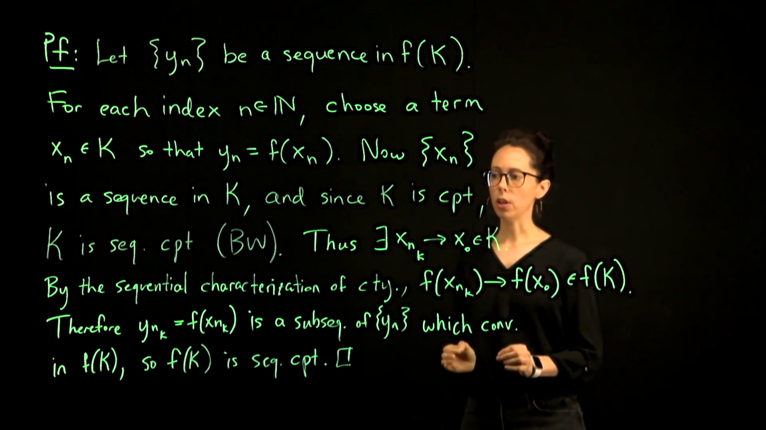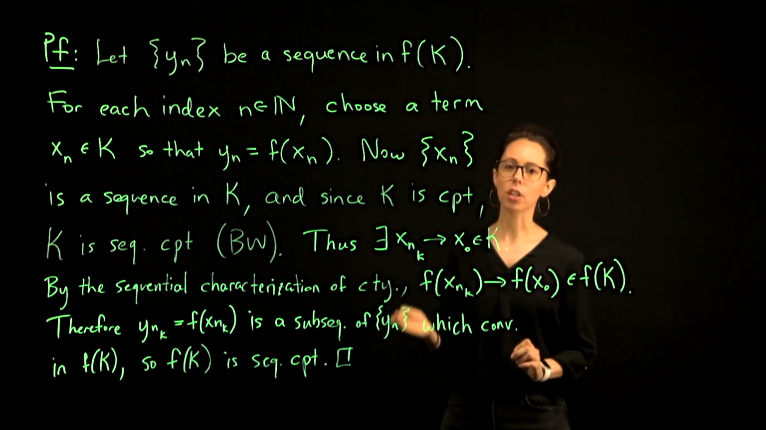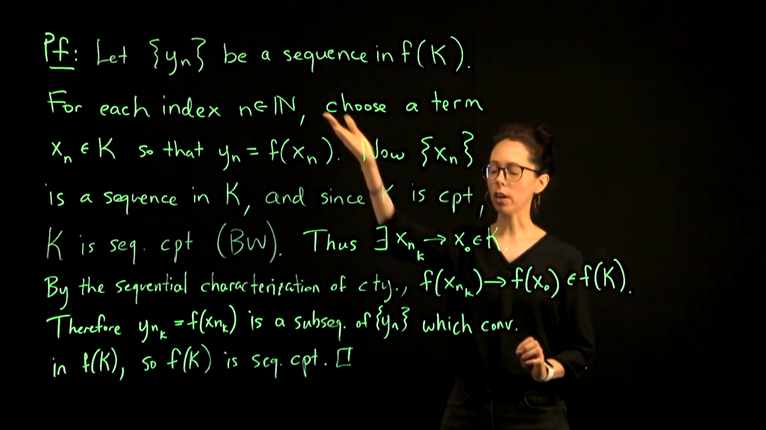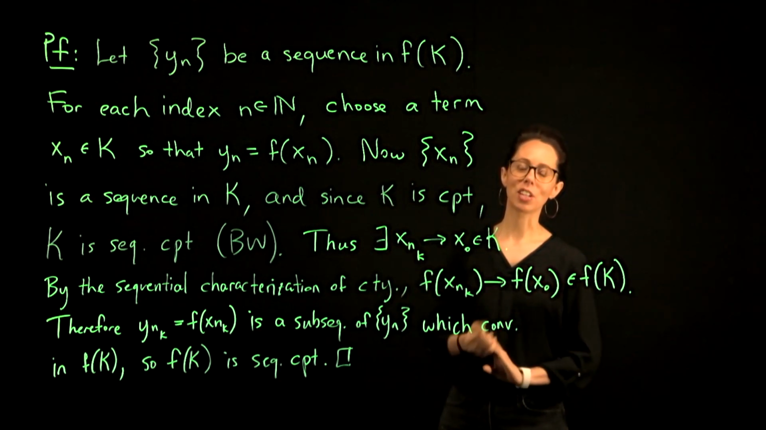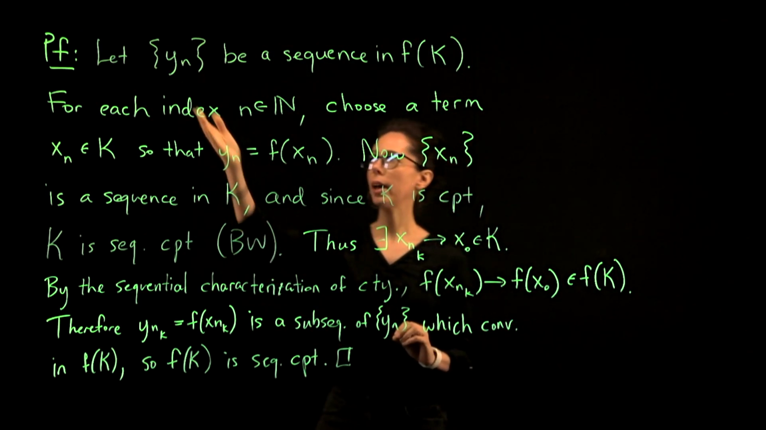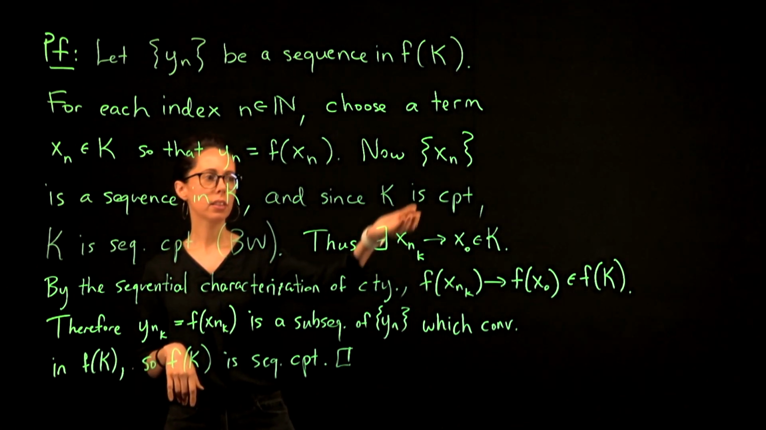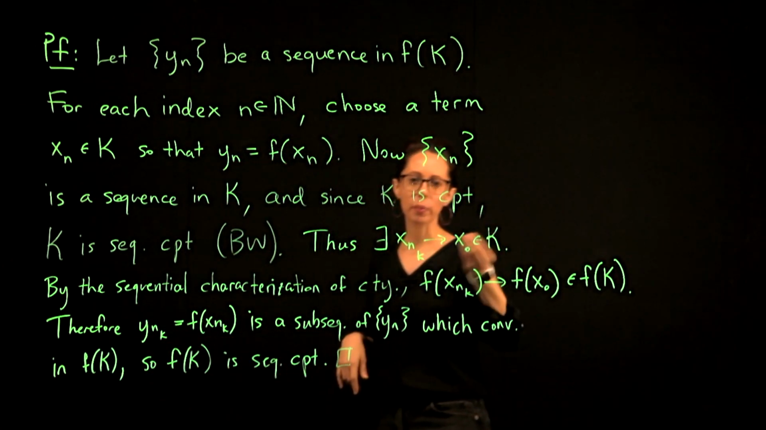And what I want you to notice is how much this direct proof mirrors the definition of sequential compactness. So we started and ended with the beginning and ends of the definition of sequential compactness. What did we do along the way? Well, with our sequence in the target space, we pulled back to the domain because that's where we knew something to be true.